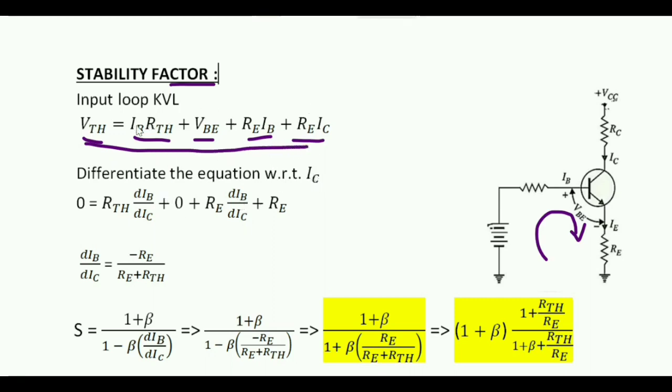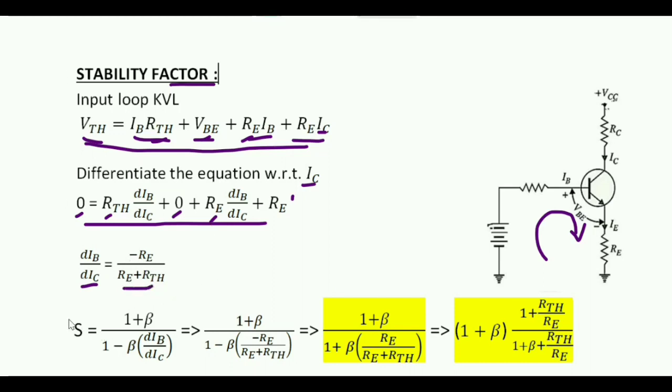If we differentiate this KVL equation with respect to IC on both sides, we will get dVTH by dIC, that is VTH is constant, so we will get 0, and RTH is constant, so RTH into dIB by dIC, plus VBE is constant, so it is 0, and RE is constant, so RE into dIB by dIC plus RE into dIC by dIC, which is 1, so RE into 1. If we simplify this complete equation, we will get dIB by dIC value as minus RE by (RE plus RTH).